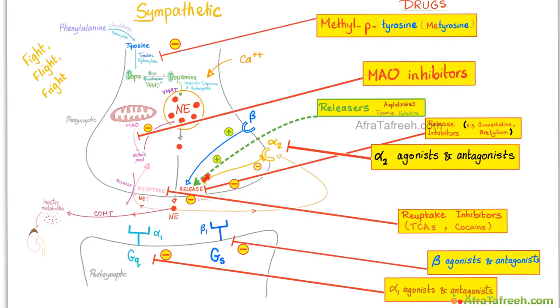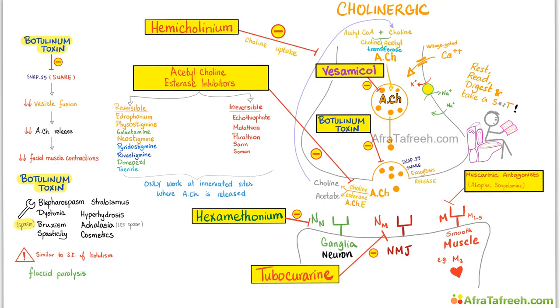What if I want to increase the release of norepinephrine? You can give me a releaser such as amphetamine. Is there any other method to increase norepinephrine here in the synapse? Yeah, prevent its reuptake. Give me a reuptake inhibitor such as tricyclic antidepressants or cocaine. Is there another method? Yeah, you can inhibit the COMT enzyme, a COMT inhibitor, or inhibit the MAO enzyme, called MAO inhibitor.